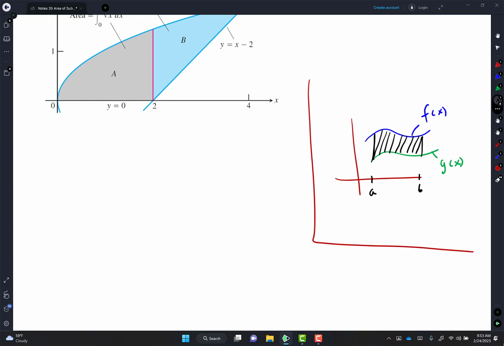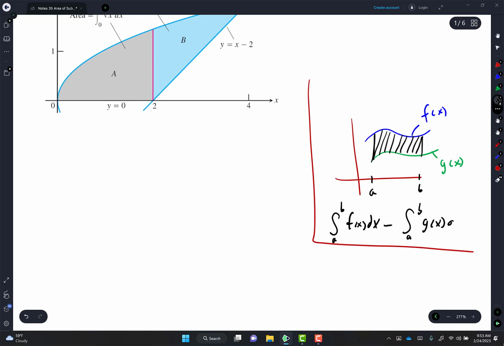Then I hope you could probably figure out that it's the area under the curve of f of x minus the area under the curve of g of x. And you might do something like this. You might say area under the curve from A to B of f of x dx minus area under the curve from A to B of g of x dx. Are we still okay or no?